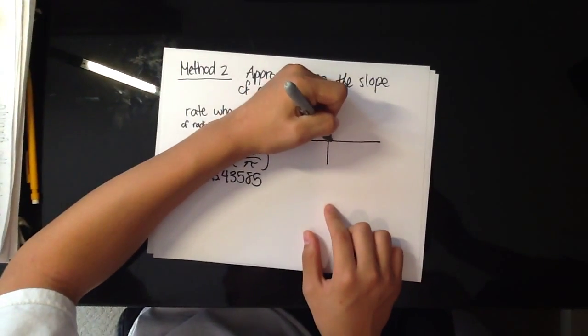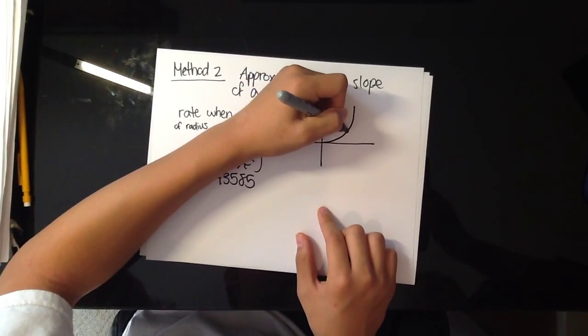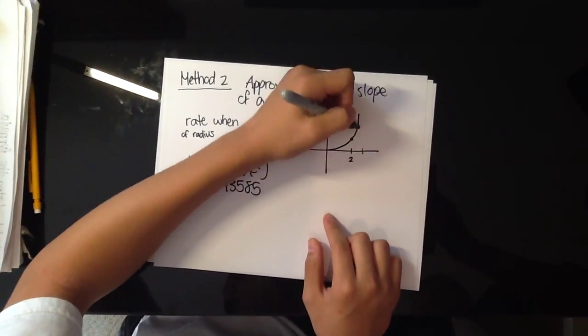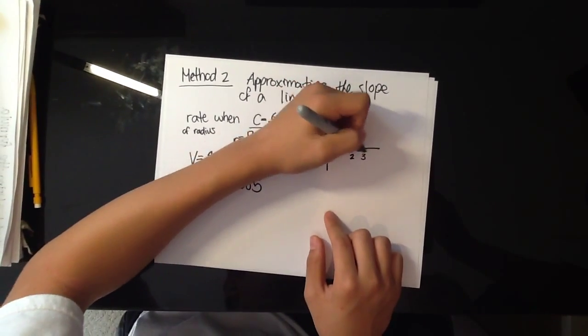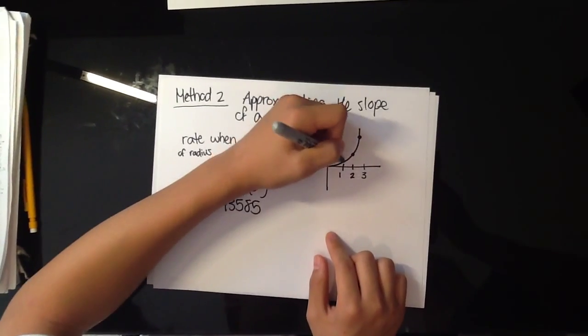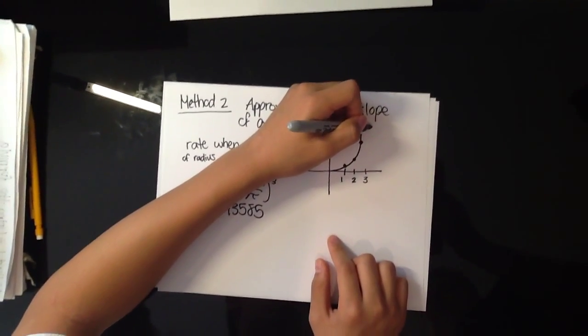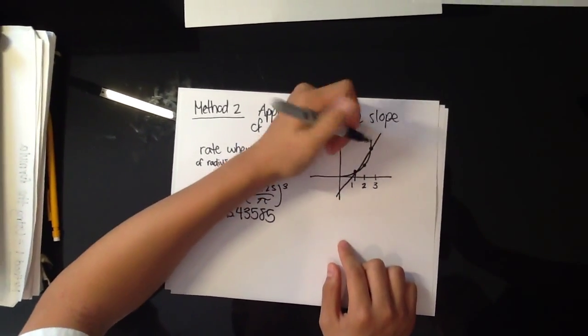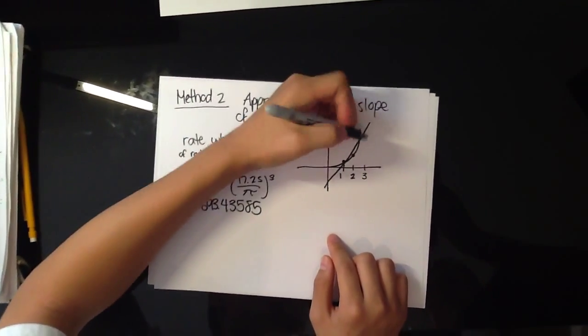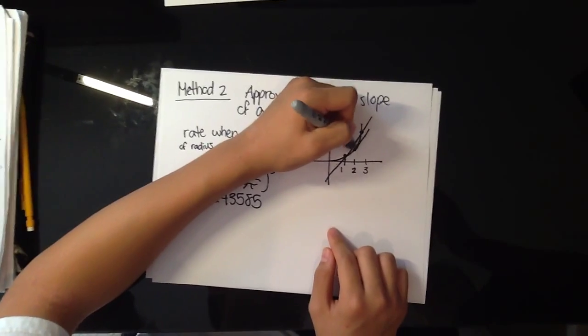As you know, to approximate the slope of a line at this point, let's say this is 2, basically you could find one point ahead of it and one point behind it, find the y value of that point, find the x value of this point, and draw a line through it. The slope of that secant line should be about equal to the tangent line at this point.